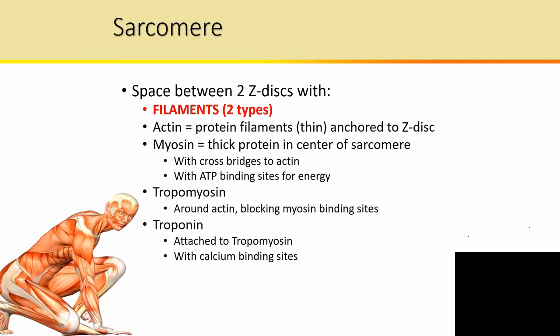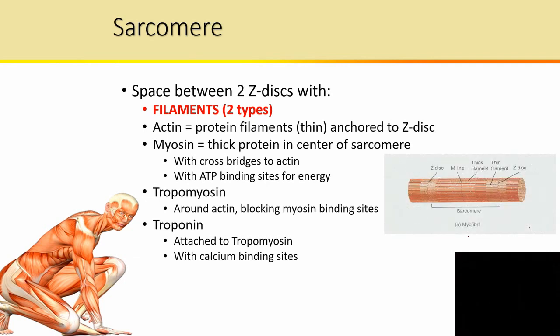Let me show you what we're talking about here. Let me throw up a little picture. Now this is a sarcomere. A sarcomere goes from this line right here to this line. The end of that sarcomere is called the Z line or Z disc. So your muscle cell goes from this Z disc to this Z disc right there.